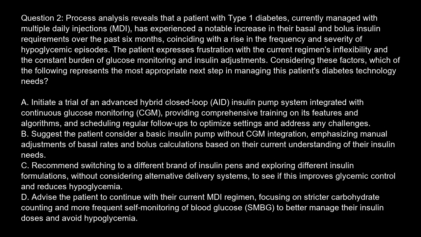Option C. Recommend switching to a different brand of insulin pens and exploring different insulin formulations, without considering alternative delivery systems, to see if this improves glycemic control and reduces hypoglycemia. Option D. Advise the patient to continue with their current MDI regimen, focusing on stricter carbohydrate counting and more frequent self-monitoring of blood glucose, SMBG, to better manage their insulin doses and avoid hypoglycemia.